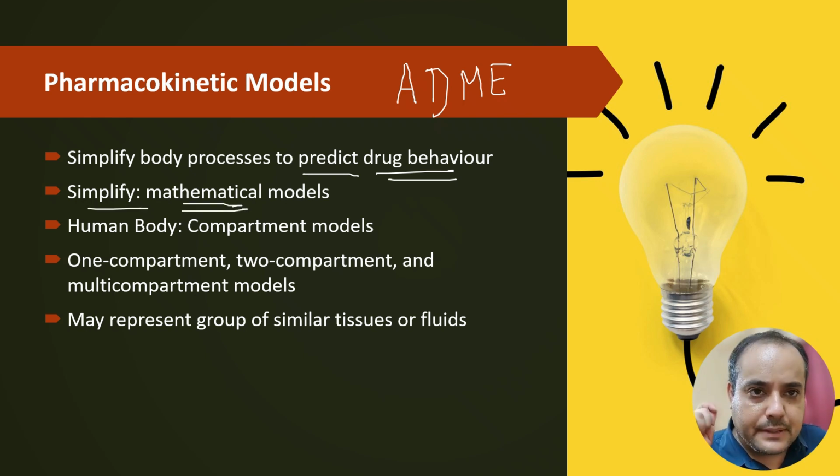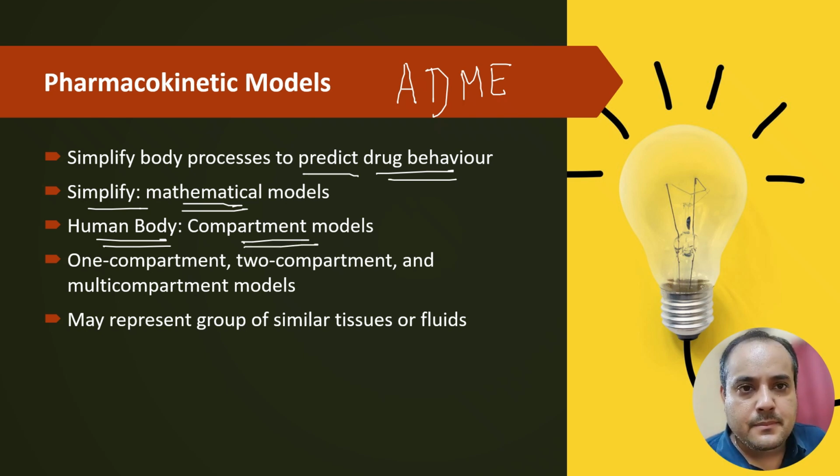Now for the purpose of these mathematical models to exist, we have divided the human body into compartments. And naturally, since the pharmacokinetic models consider the human body as compartments, they are compartmental models. Those compartmental models can be one compartment model, two compartment model, or multi-compartment models. But if you get an understanding of the one and two compartmental models, which we will discuss here, the multi-compartmental models can be very easily understood.